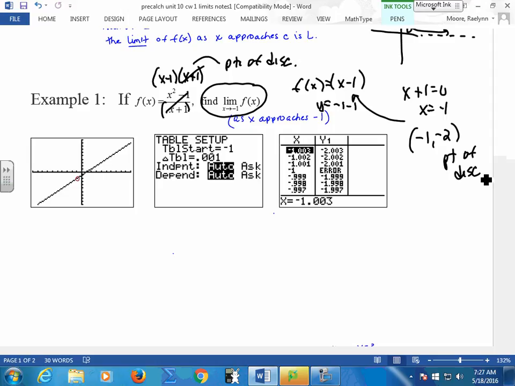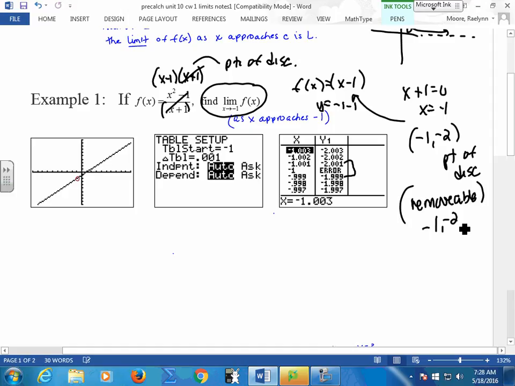But the idea is, when you graph this, it looks like it's continuous. But if you graph this and you set your table around -1, you should be able to see from both sides where this is going to approach. So both sides are converging at the -2. So if this was removable, I would remove this point. I would fill this in at -1, -2.